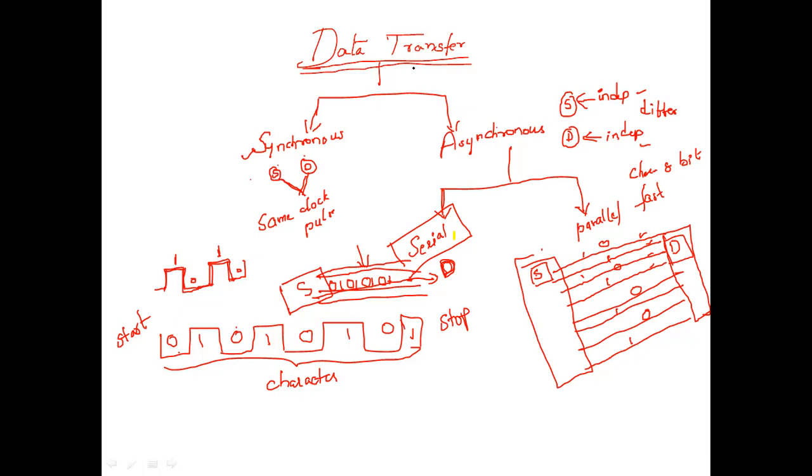As I have said, our character is how many bits? 8 bits. We add 1 extra bit, the start bit, and another extra bit, the stop bit. Totally 11 bits are transferred for one transfer. Fine. Why do we add the start bit and the stop bit? So that the destination has a proper idea.